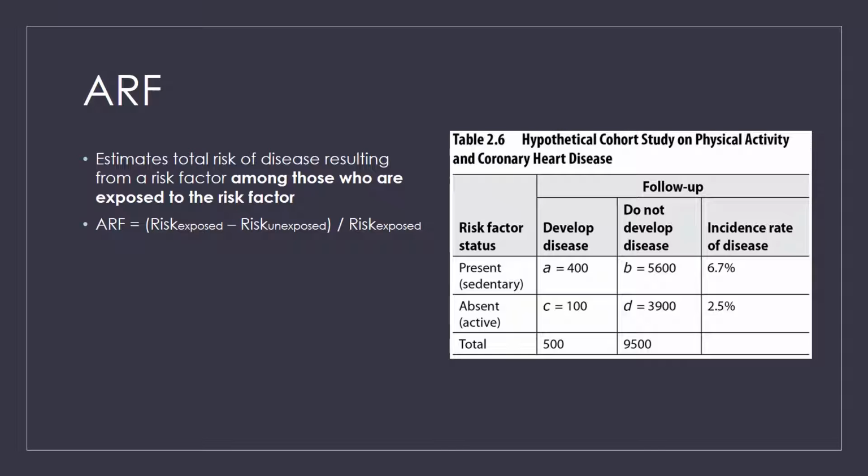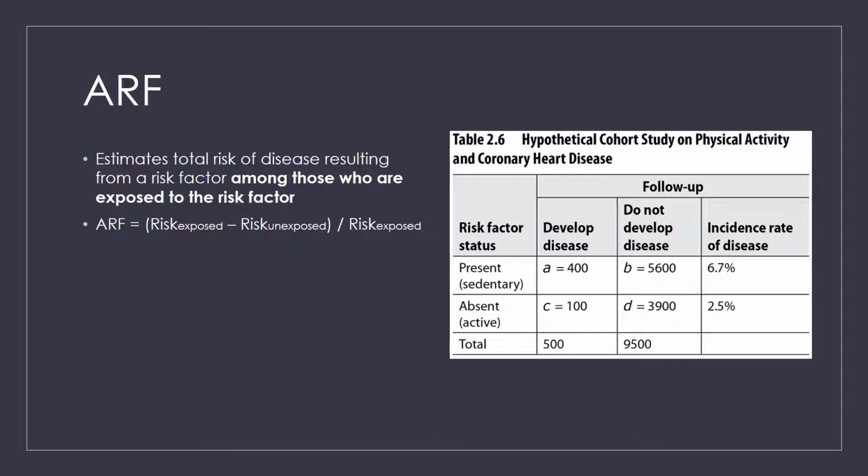So this is table 2.6 from your textbook. It's a 2x2 table. You'll notice you've seen this before. So what we're looking at is the risk factor is being sedentary. That's the risk factor. So if the risk factor is active, by default, that person is physically active. And then we're looking at, as the outcome, coronary heart disease. So they either develop the disease or they do not. So you can see calculated on the right-hand side of the table the incidence rate of disease. The number of new cases in those who are sedentary is 6.7%. The number of new cases in those who are active is 2.5%.